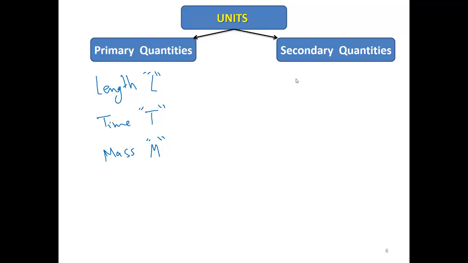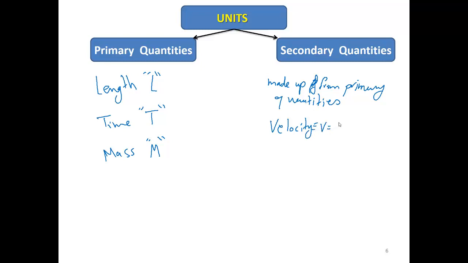So if we go to the secondary quantities, if I ask you what do you expect that to be, you would say it's a combination of those three together. So we would say it's made up of or from primary quantities, for example velocity v, which is what? It's distance by time.